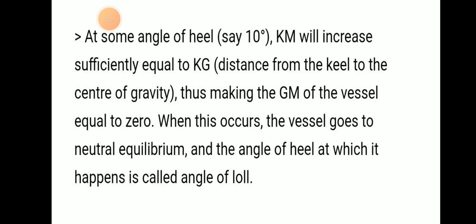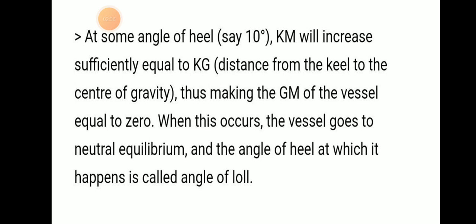At some angle, for example 10 degrees, if KM increases until it is equal to KG, the distance from the keel to the center of gravity, then GM, the metacentric height of the vessel, will be equal to 0. So at some angle, the distance from the keel to the metacenter will increase until it equals the distance from the keel to the center of gravity, making the metacentric height equal to 0. When this occurs, the vessel goes to neutral equilibrium.